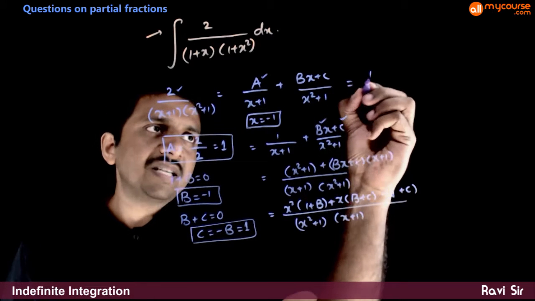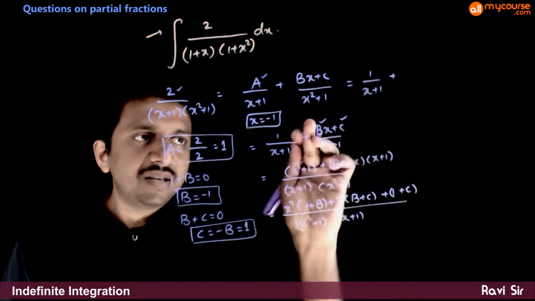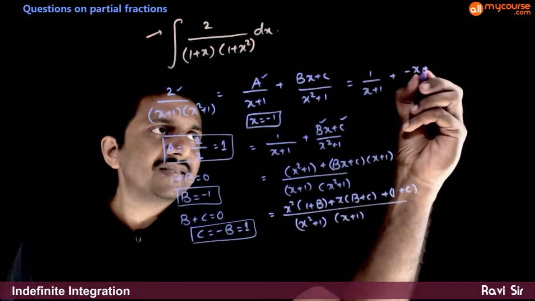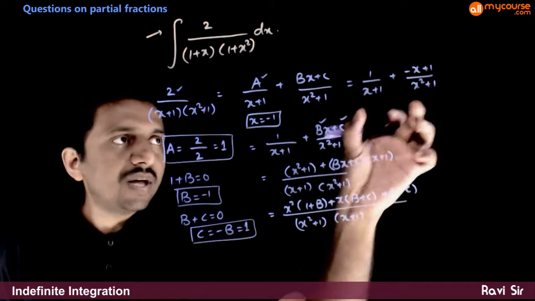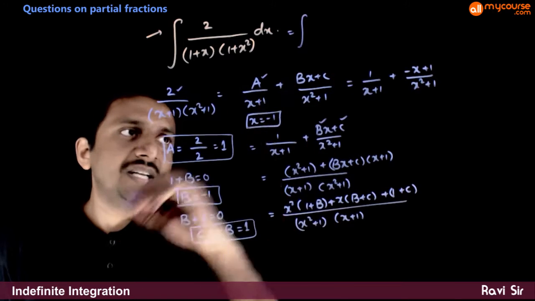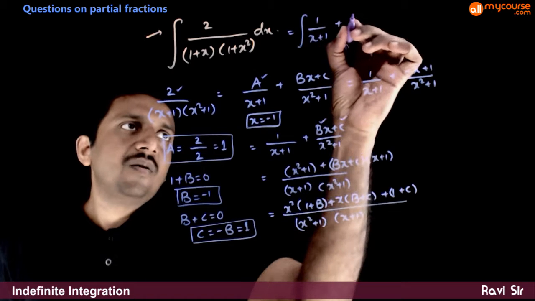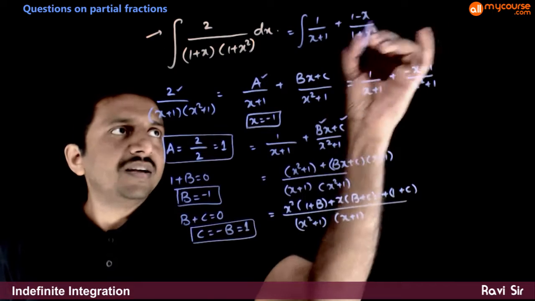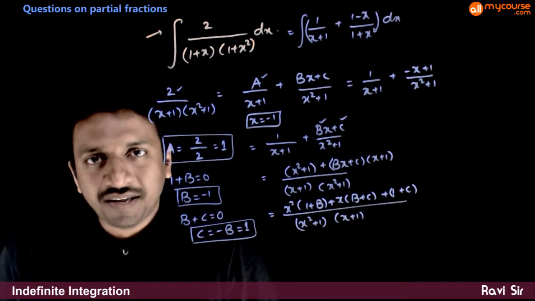So the partial fractions are 1 by x plus 1 plus (bx plus c), b is minus 1, so (minus x plus 1) by x square plus 1. Once you have these partial fractions, this integration can be transformed as the integration of 1 by x plus 1 plus (1 minus x) by (1 plus x square) dx. So now this integration can be fairly easily done.